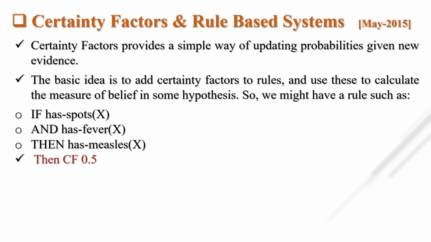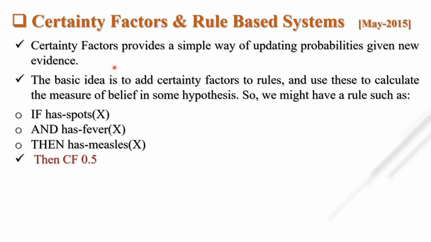So certainty means what? It is true. Uncertain means what? It is uncertain, it may or may not be true. So certainty factor provides a simple way of updating the probabilities with the help of new evidence. We already found the probability of a particular event. If we have any other evidence for that particular event, then certainty factor will help in updating that probability.